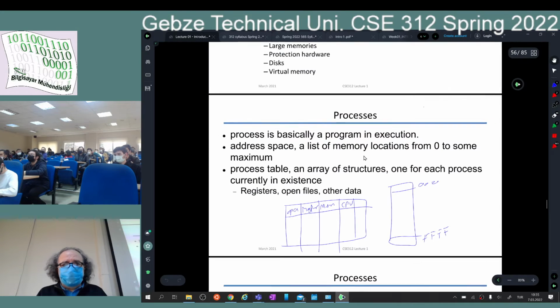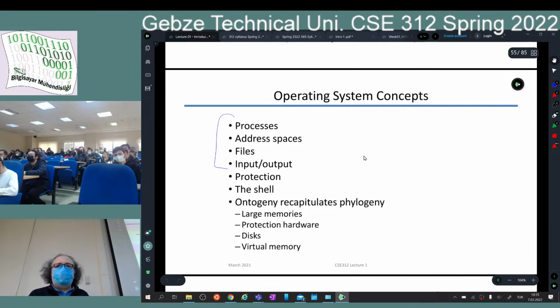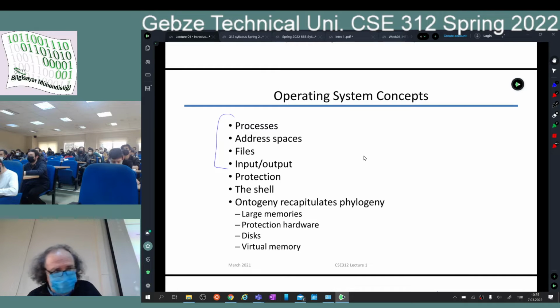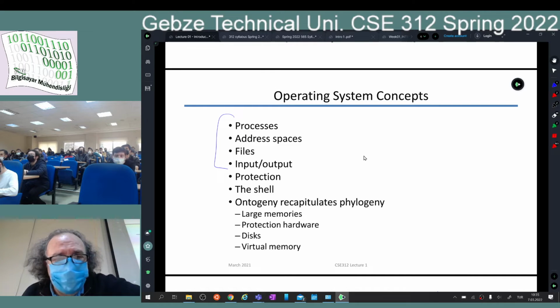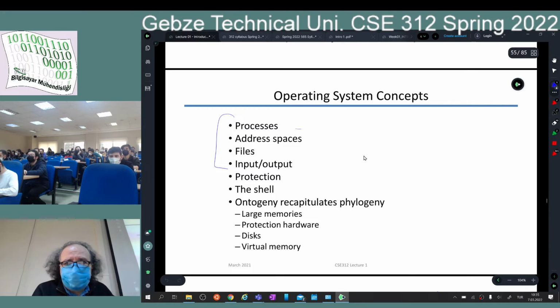Okay, so last time we stopped at this point. We said that at the end of this chapter 1, we are going to look at some introductory concepts for operating systems. Actually, these are our chapter numbers. This is chapter number 2, this is chapter number 3, chapter number 4, and chapter number 5.